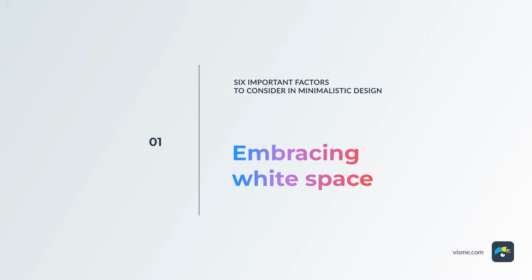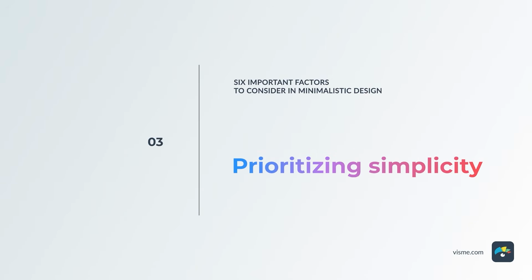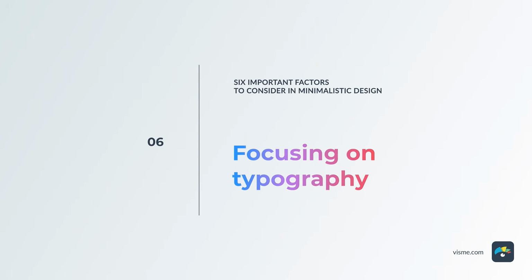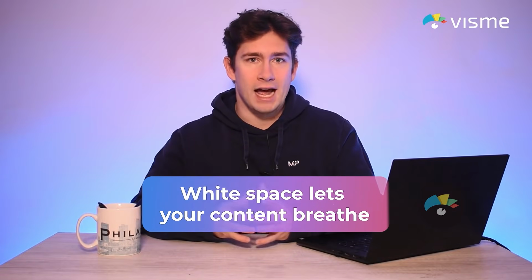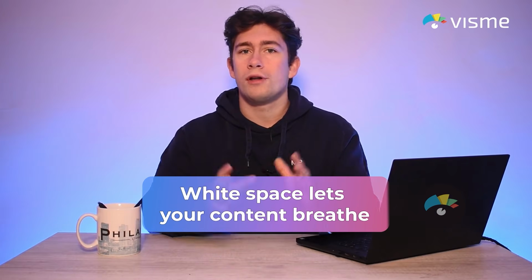To fully understand the minimalist design principle, let's look at 6 important factors to consider in minimalistic design. Those are going to be embracing white space, making the design understandable, prioritizing simplicity, considering the power of color, making it adaptable, and focusing on typography. White space is the area of a design with nothing in it, but it's not necessarily white in color. That's why it's also called empty space.